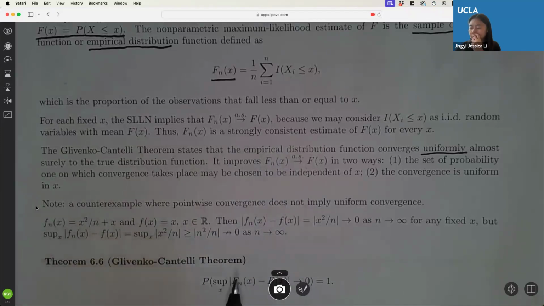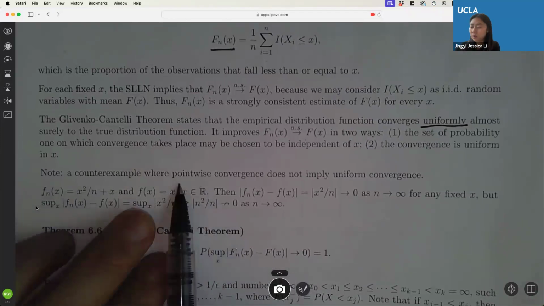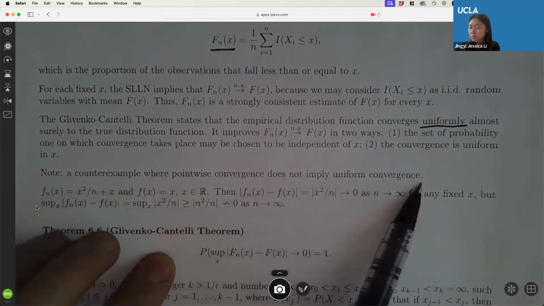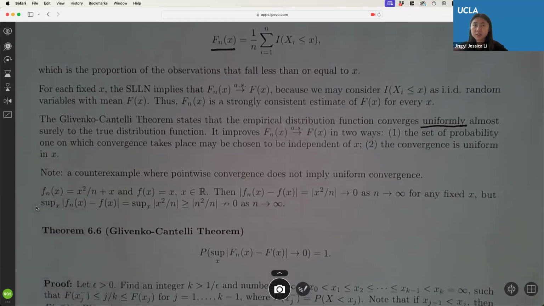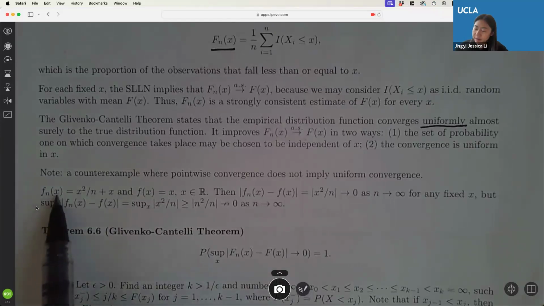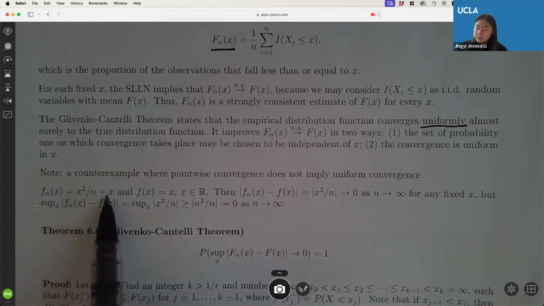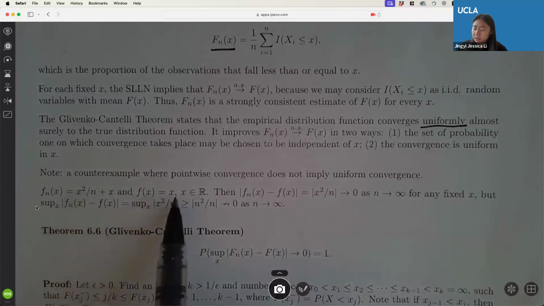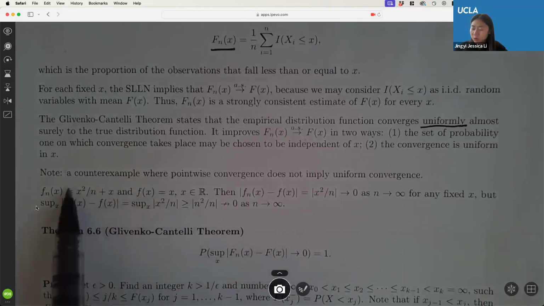Let's look at one example to help you understand if this is not so familiar. Pointwise convergence doesn't imply uniform convergence. So here we write some function sequence for understanding: fn(x) is x squared over n plus x, and f(x) is x. If you have this, we want to say this is the limit of that.